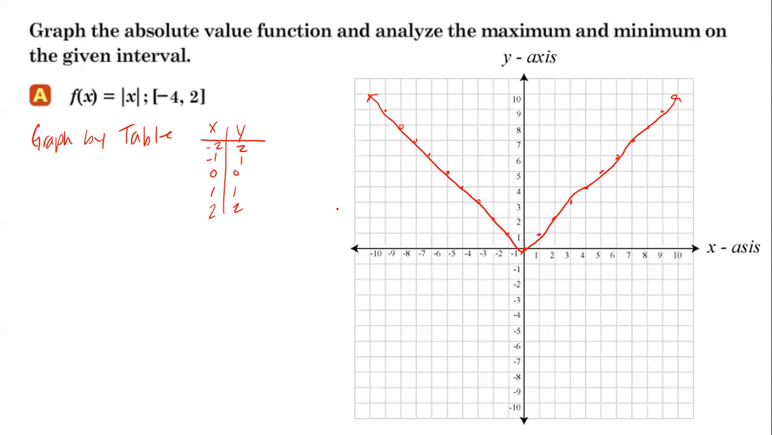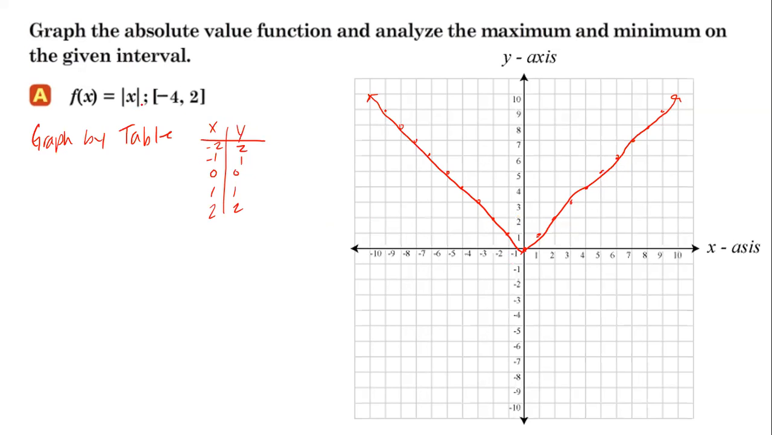All right, so that's graph by table, right? If you chose to graph by vertex and slope, then it's just go to the vertex. My slope is 1, rise 1, run 1, reverse it, rise 1, left 1, okay?